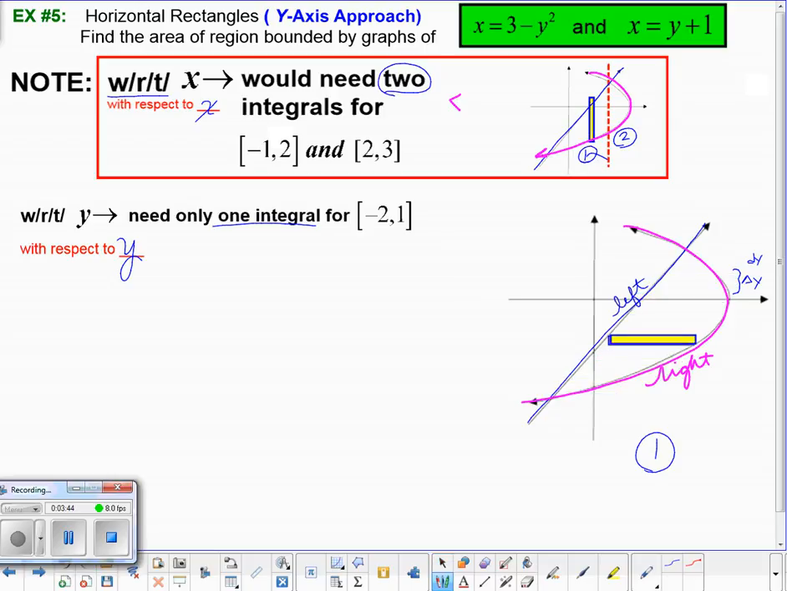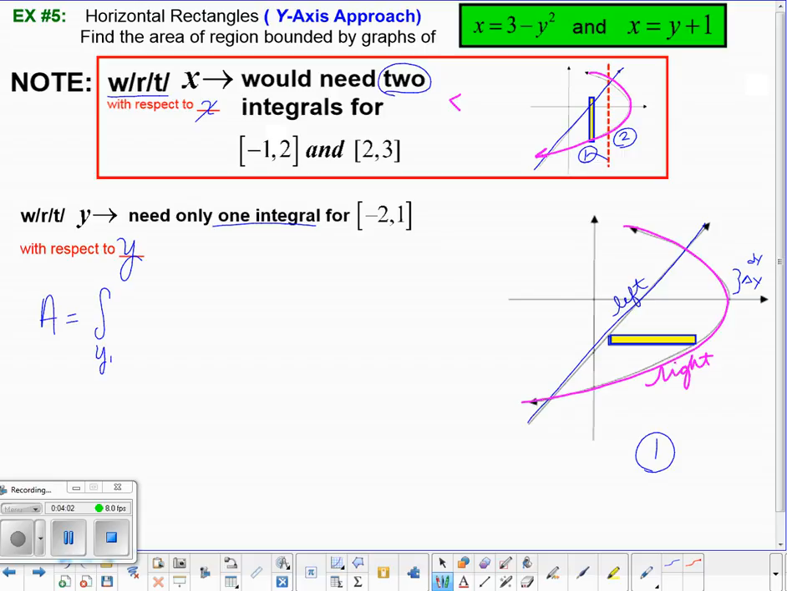Okay, I can start my calculations here. The area is equal to the integral from some x value. Now, oh, is it an x value? Well, that's a darn good question, isn't it? It actually is going to be a y value, and you're going to see why.